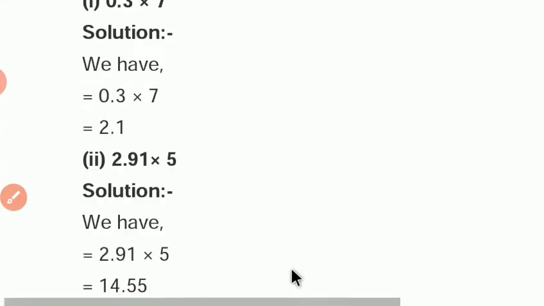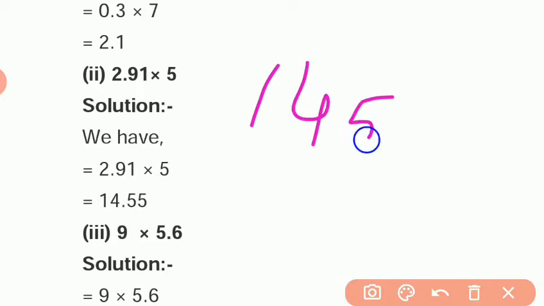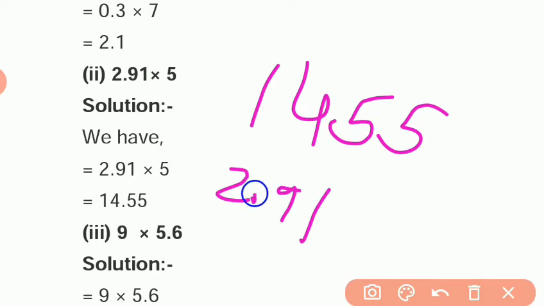Second one, 2.91 into 5. First we'll multiply it directly. So 291 into 5, the answer will be 1455. Now count the decimals in 2.91. After the point, how many numbers are there? 2. It means from the back we have to put the decimal after 2 numbers. So 1, 2. It means the answer will be 14.55.